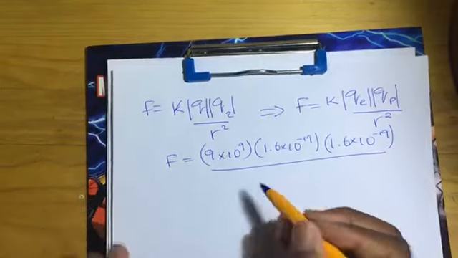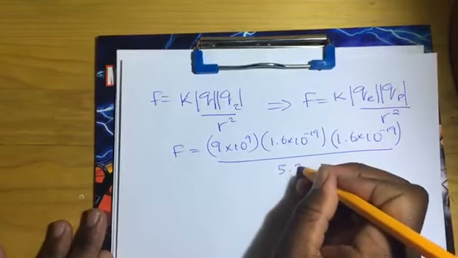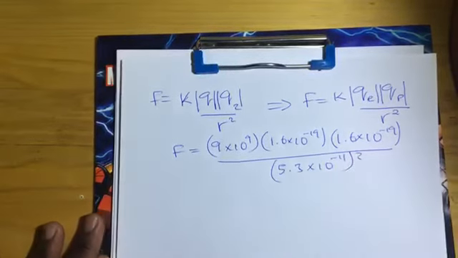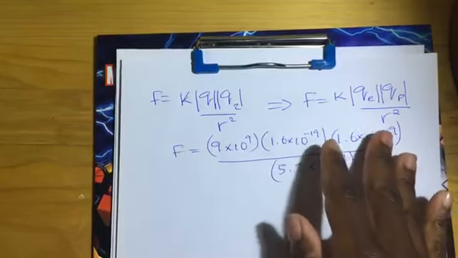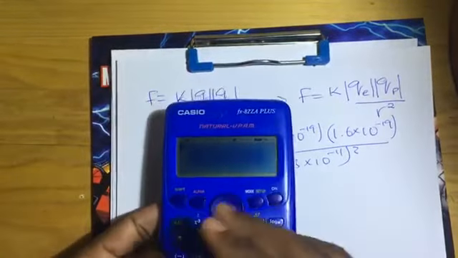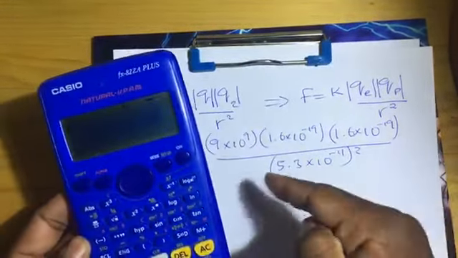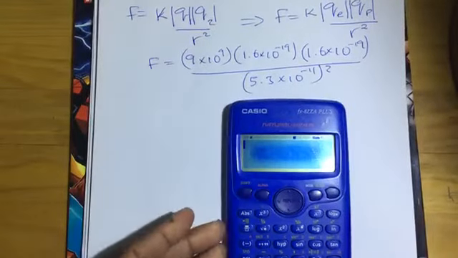Divide everything by the square of the separation distance. The separation distance was 5.3 times 10 to the power negative 11, and then we square this. Now, some of your calculators may not be able to handle everything at a go, so calculate in bits. Unless you have a calculator that can write numerators and denominators, my advice is do the top part, do the bottom part, and then divide everything individually. Okay, so we can plug in.